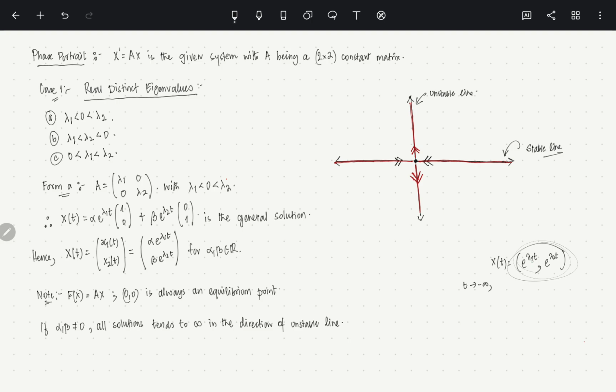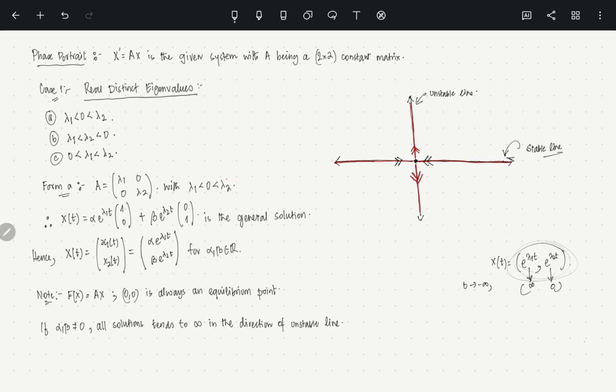Lambda 2 is negative, right? So it starts from very close to this is negative, very close to infinity, right? This converges to infinity, and this particular thing converges to 0. Lambda 2 is positive, t going to minus infinity. Okay, so this starts very close to, I mean, minus infinity 0.